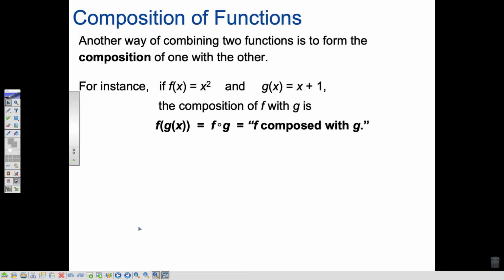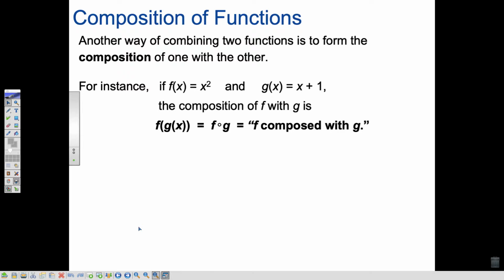Well, this is what a composite function is. Yesterday we just added, subtracted, multiplied, and divided. Today we are going to deal with composite functions. Another way of combining two functions is by doing the composition of them. For instance, if I had f of x equals x squared and g of x equals x plus 1, the composition of f and g, we can say f of g of x or f compose g.